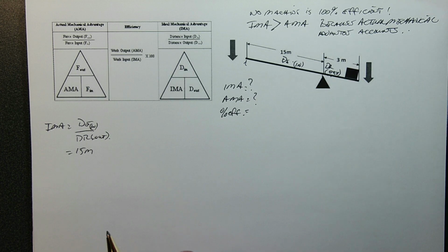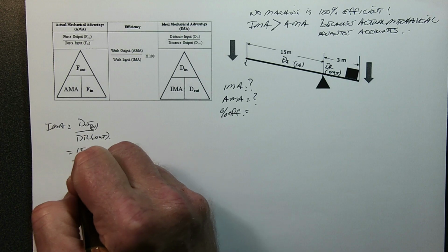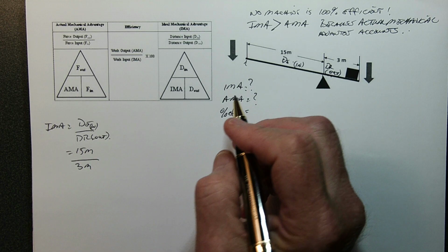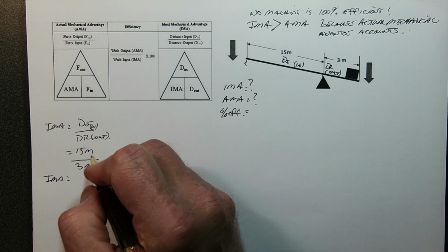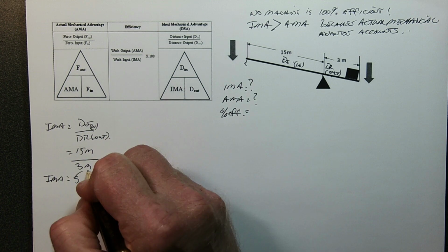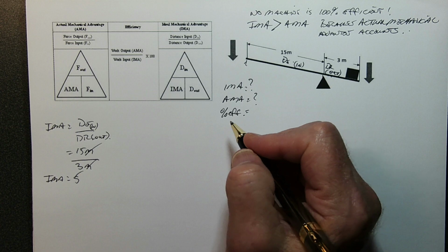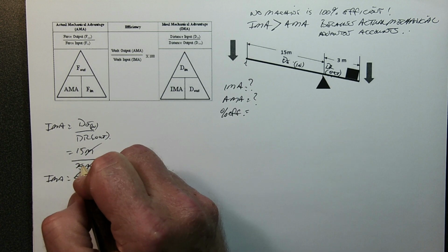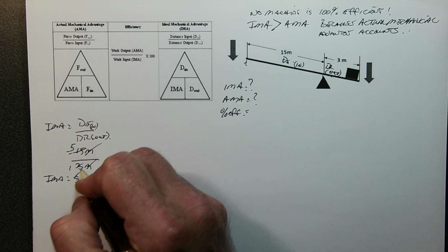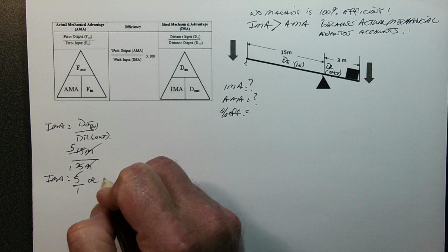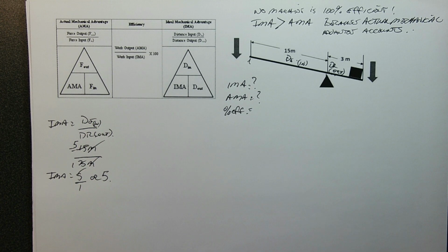So we're dividing. So IMA is going to equal 5. Why? The meter signs cancel each other out. 3 goes into itself once, goes into 15 5 times, 5 over 1, or 5. Okay, that was pretty simple, right? You've already done some worksheets that show you that.